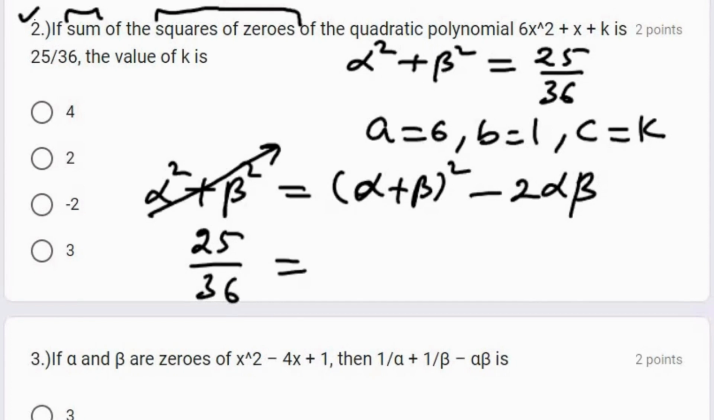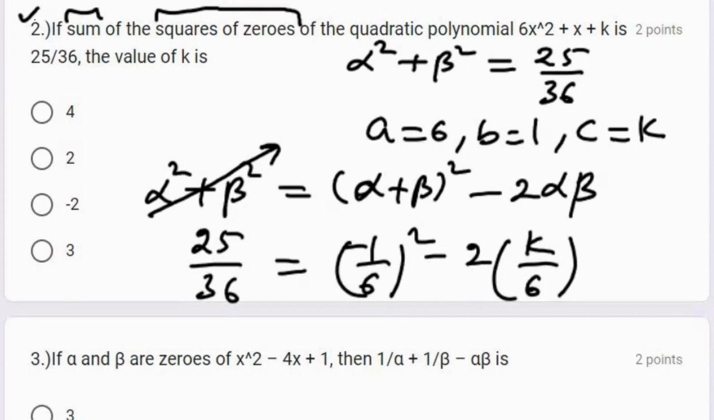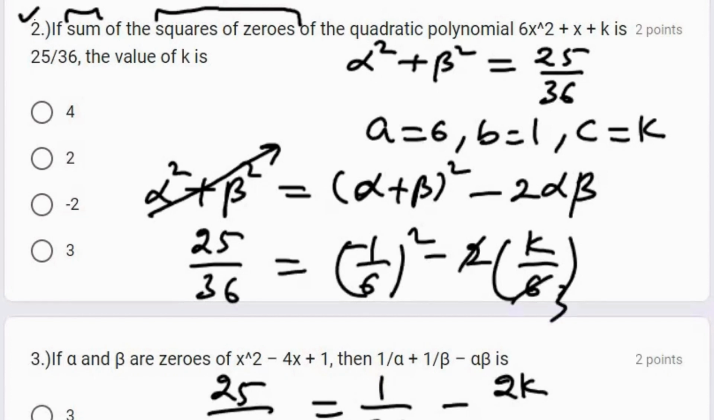Sum of zeros is minus b by a. So minus 1 by 6 square, minus twice of c by a, and c is k, a is 6. Let's work out. In this equation there is only one unknown, so we get the value of it. So we will get 25 by 36 is 1 upon 36 minus twice k by 6. So okay, fine, this is 1/3.